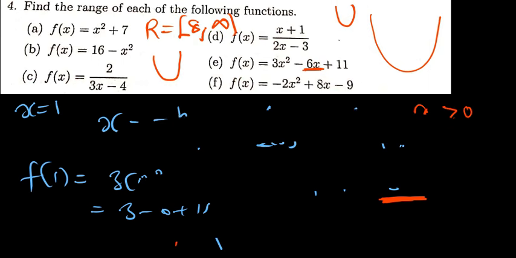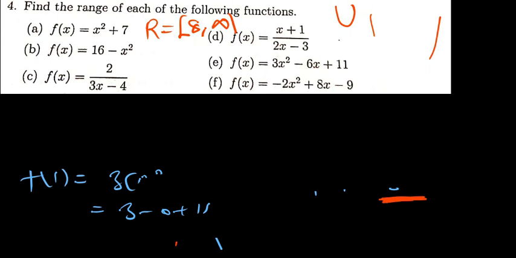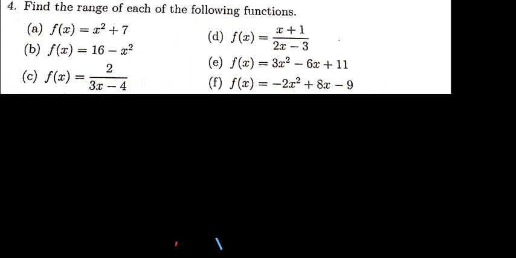Using the same concept, let's go ahead and find for part F. So part F, first of all, let's identify a. It is less than 0, because it is negative 2. What comes to our mind? The graph is going to curve like that. So it will go all the way to negative infinity. But we don't know the maximum value.